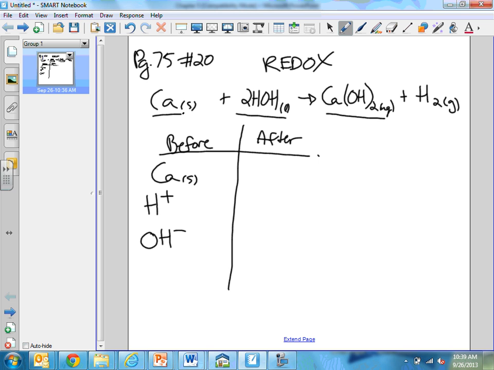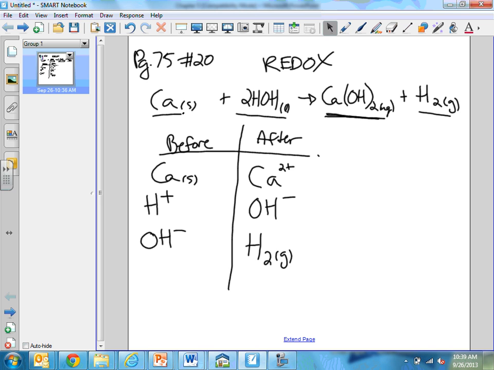After, so I produce this new compound, which is an ionic compound. So instead of showing it like this, I'm going to show it as the ions. So calcium has a charge of 2+, hydroxide is OH-, and lastly we have hydrogen gas, which is not part of a compound, so I just list it as H2 gas.